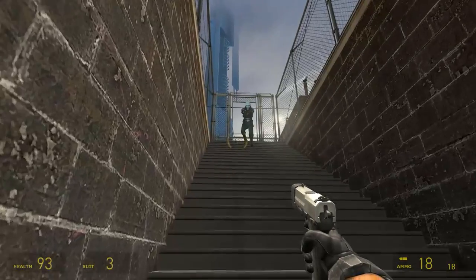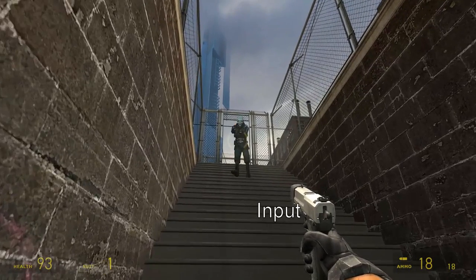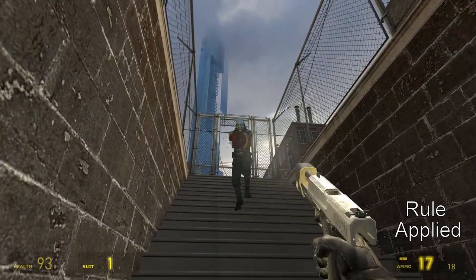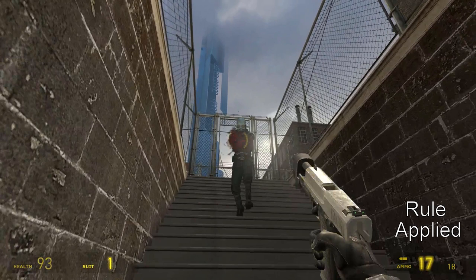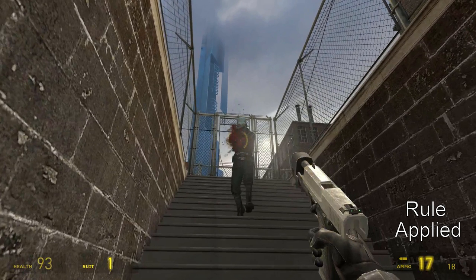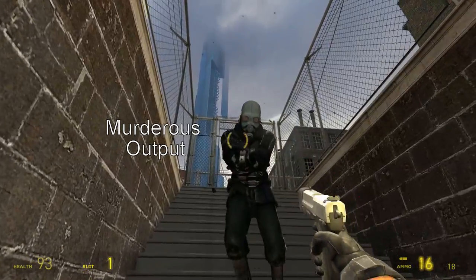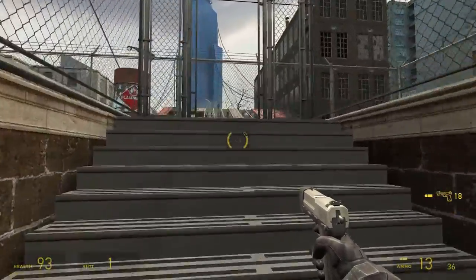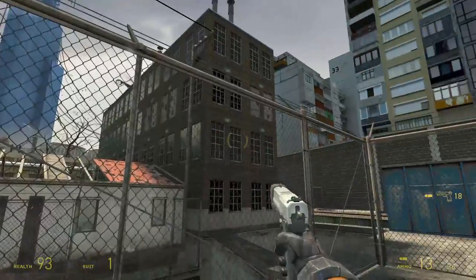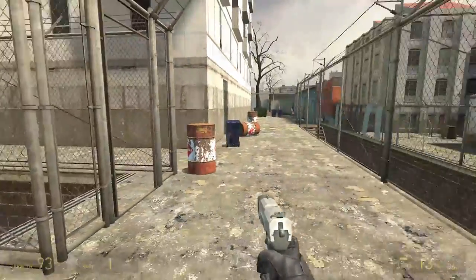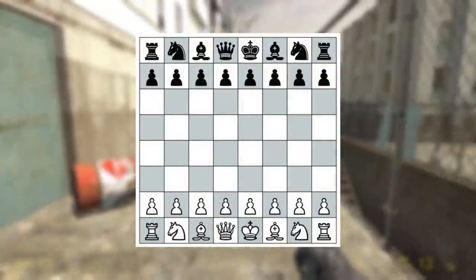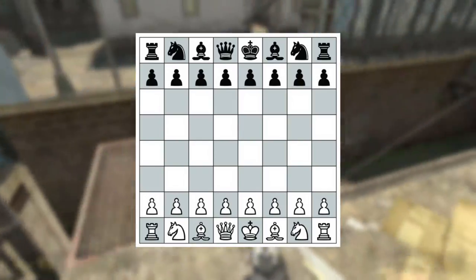When you shoot, the ammo system takes that as an input, uses a rule, in this case, decrease ammunition by one, then changes the game's current state by decreasing your ammo count and outputs one bullet. But not all systems involve inputs and outputs, they're just sets of rules. Think of a chessboard. It doesn't take input or give output, but it defines movement.